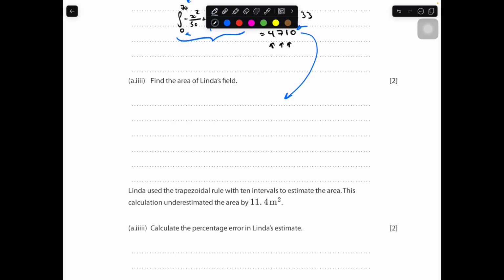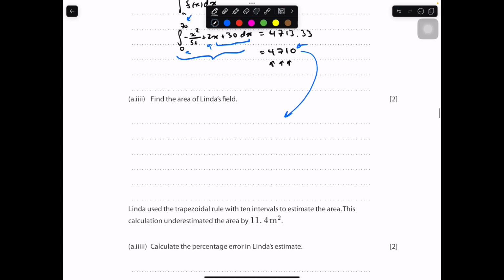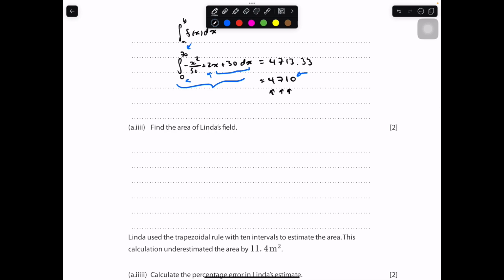Okay, so let's go back to the document here. Alright, so percentage error. Percentage error is equal to estimate minus exact over exact, and of course we want this as a percentage, so we want to multiply by 100%. These are absolute values, which means no negatives, right?